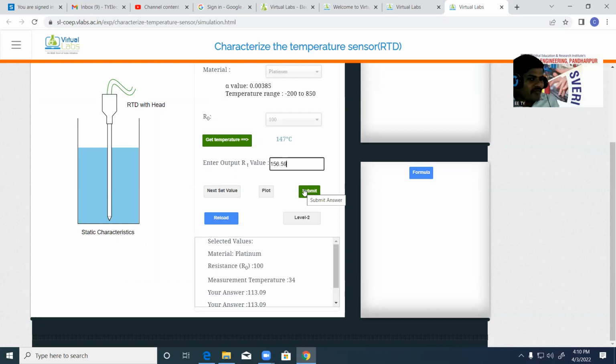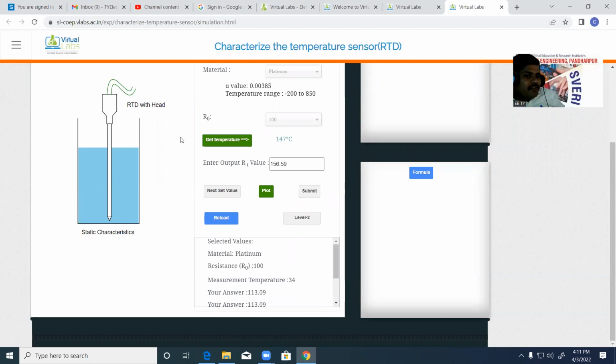What is the value of resistance at temperature T? 113 point something. At 147 degrees Celsius, what about resistance? It is increasing. So it is a metal. If the temperature increases, its value of resistance will increase. So now I will submit this value. Okay, this is a correct value. Okay, now we will take another one.